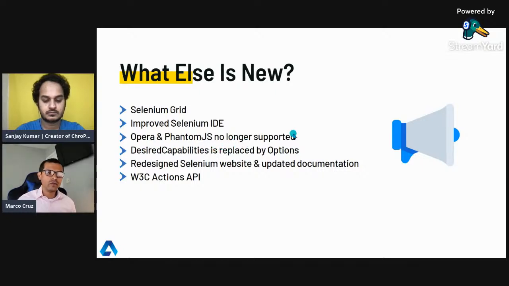If you're using those, then you can probably look at Chromium or something like that to continue to use those capabilities. So Desired Capabilities is being replaced by Options, and there is a redesigned Selenium website. Basically, if you go to the Selenium website now, you're going to notice that the documentation has been updated. They have redesigned the actual website.